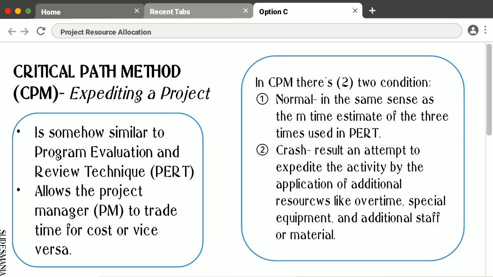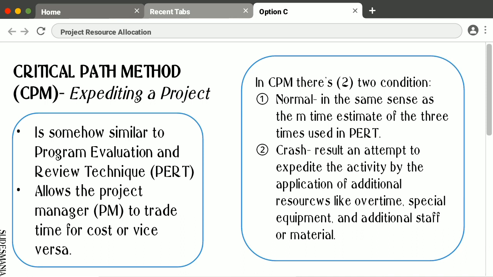So, the critical path method, or CPM, for expediting a project, is somehow similar to the program evaluation and review technique, or PERT. Originally, there is one important difference, that is CPM includes a way of relating the project schedule to the level of physical resources allocated to the project. So, it allows the project manager to trade time for cost or vice versa.